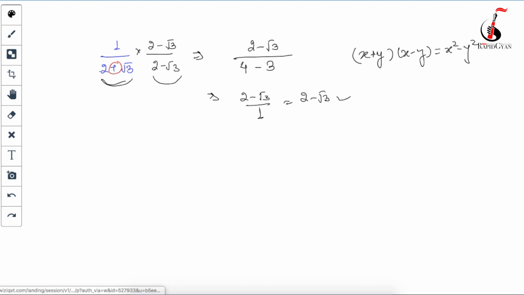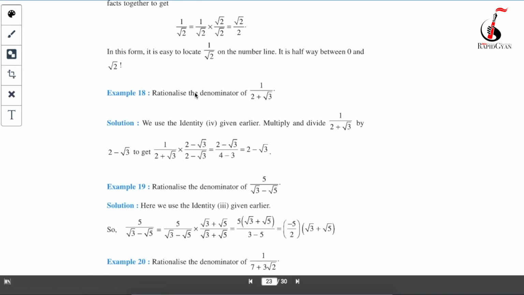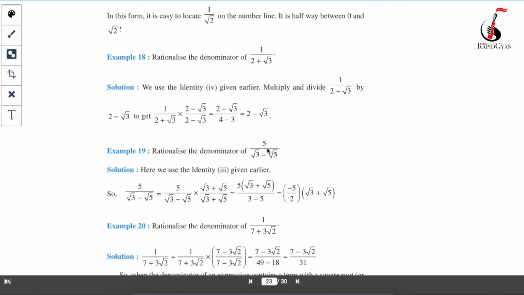So see beta, the question is saying rationalize the denominator, means if you look at the denominator, it is an irrational number and you will have to convert this irrational number into a rational number. That's why it's saying rationalize the denominator. Understand? So see your answer, 2 minus root 3.